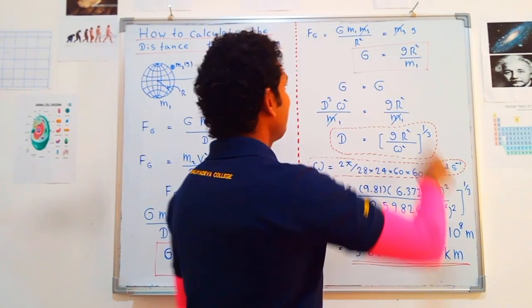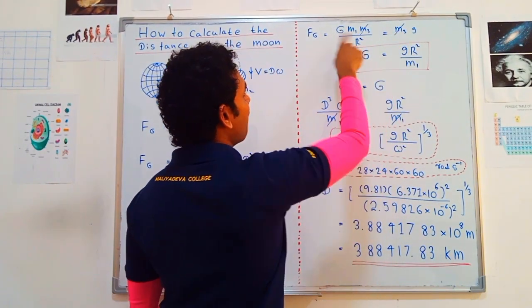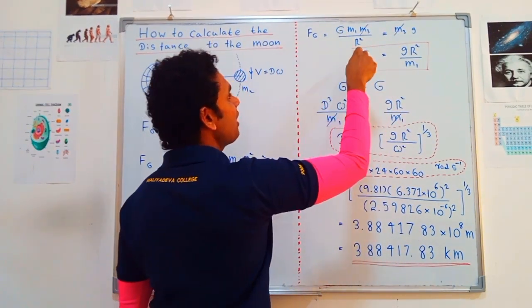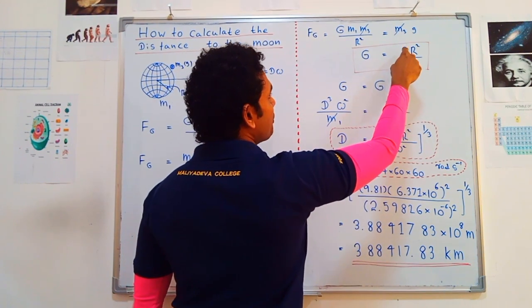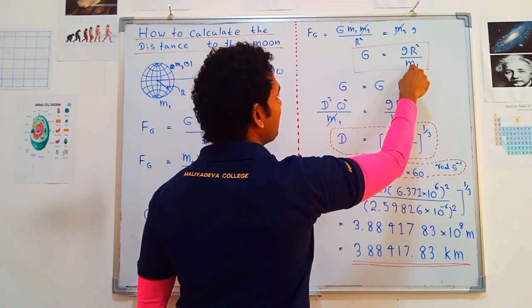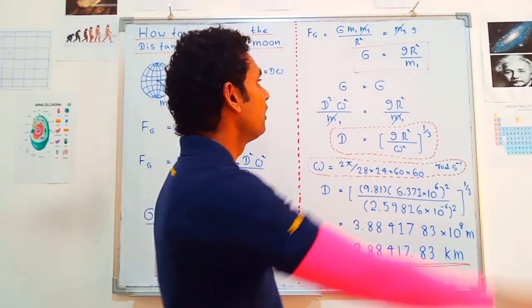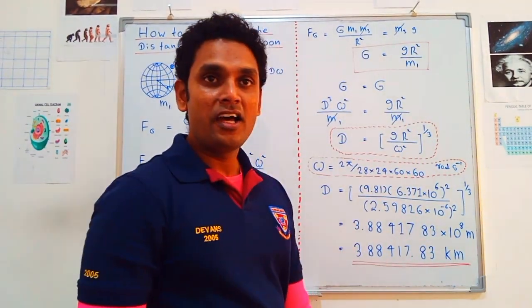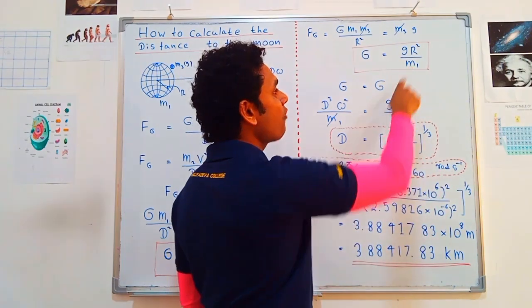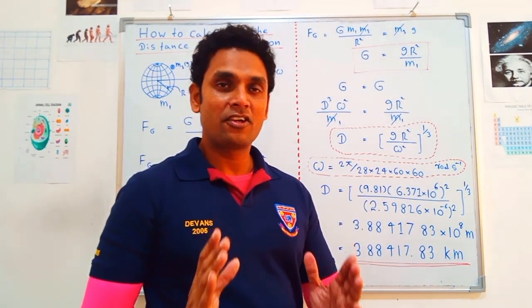So m3 will be cancelled out with m3, and finally, if you make g the subject, the answer will come as g equals GR square divided by m1. Here, simple g means the gravitational acceleration at the surface of the earth, r square is the radius of the earth squared, and m1 is the mass of the earth.